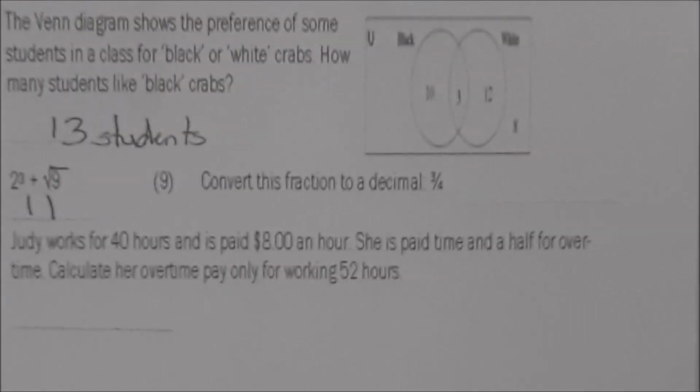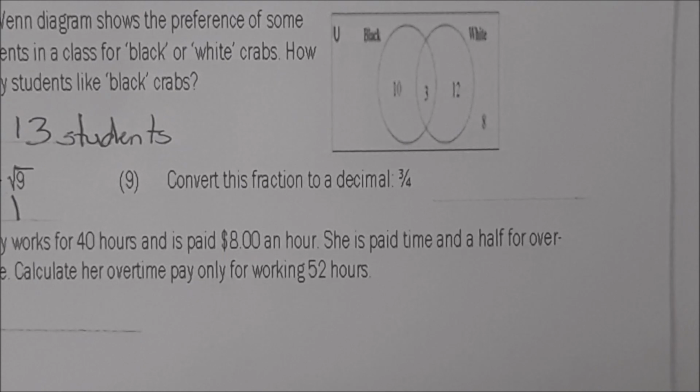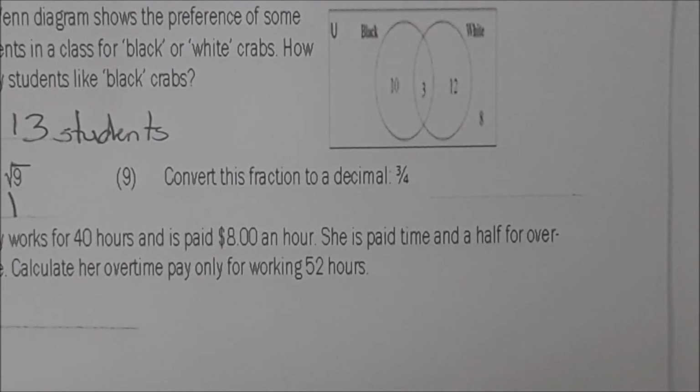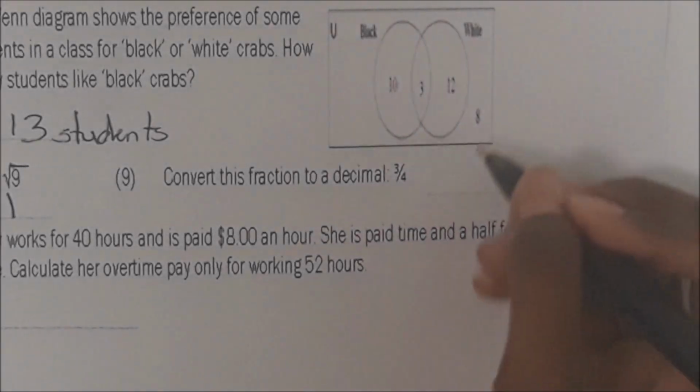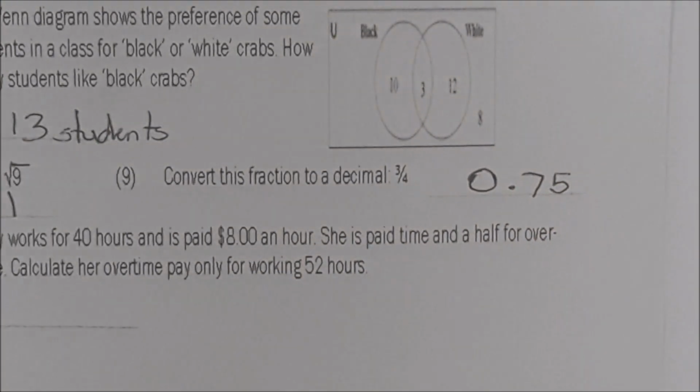Okay, let's look at number 9, Raffaello. Convert this fraction to a decimal. You should be able to do this right off. You should memorize what's a quarter, what's a half, and what's 3/4 to change them to a decimal. What's a half as a decimal? 0.5. What's a quarter as a decimal? 0.25. What's 3/4 as a decimal? 0.75. All you have to do is think of money. 1/4 is 25 cents, 0.25. 3/4 is 75 cents, 0.75.